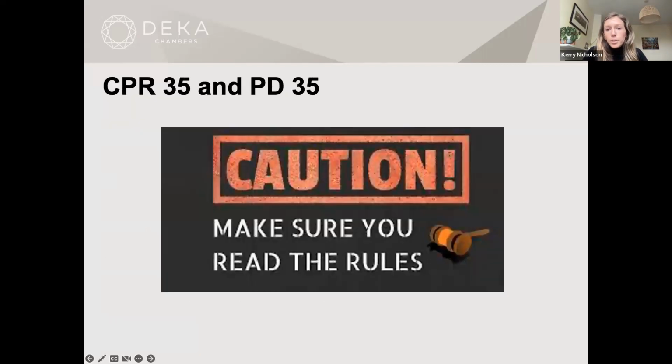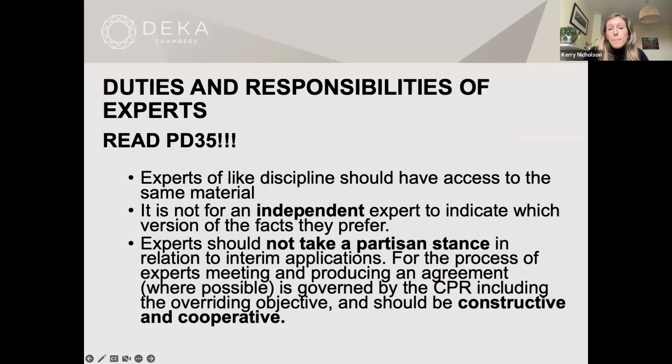So now moving on to the specific duties and responsibilities that experts have. It's really, really important that everybody is aware of what's in CPR 35 and Practice Direction 35. In Practice Direction 35, some of the key takeaways, which we've touched on already, are that experts of like discipline should have access to the same material. So everybody should be singing from the same hymn sheet, regardless of who instructed them. They should have all of the same evidence before them to form their opinions.